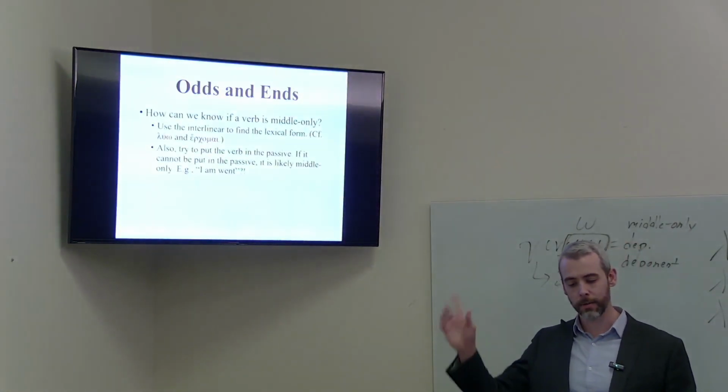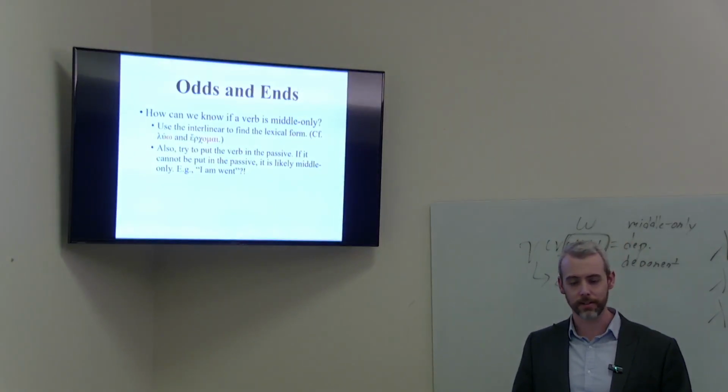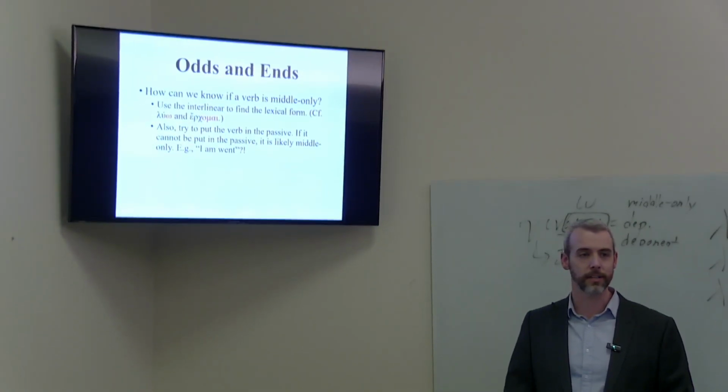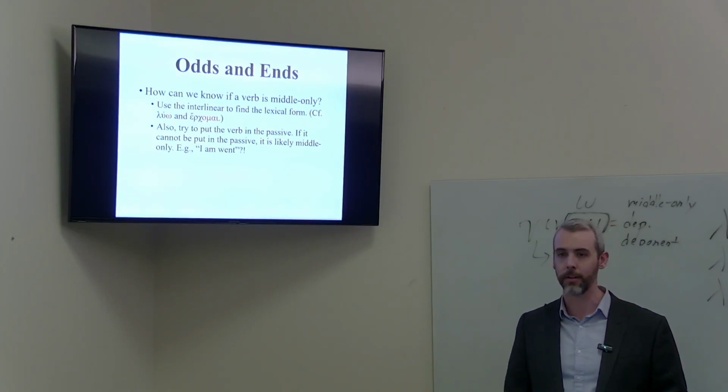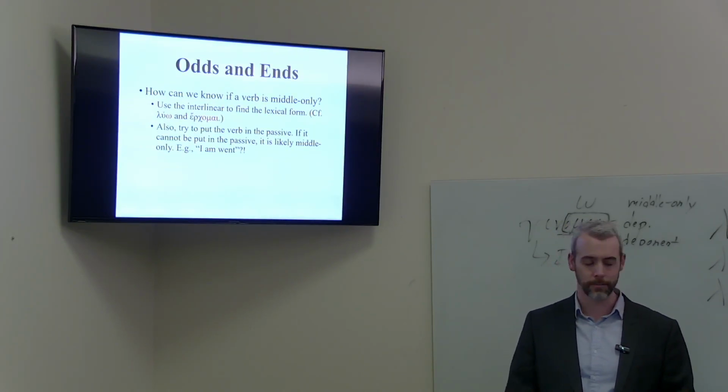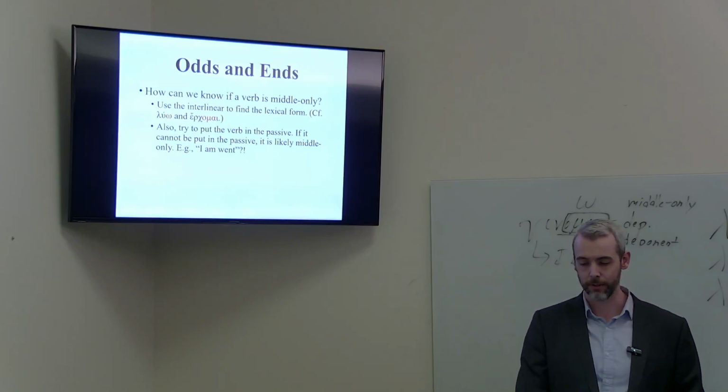All right, and here's what I mentioned. Try to put the verb in the passive. If you can't do it in English, there's a good chance that it's a middle-only. You wouldn't translate I go as I am went. You don't have that form, so that's why you can translate it as an active even when it's middle.